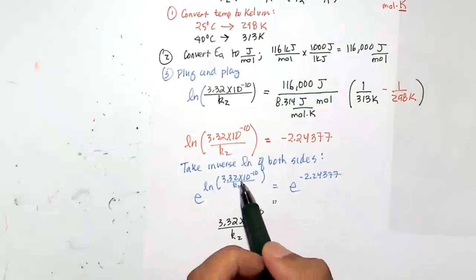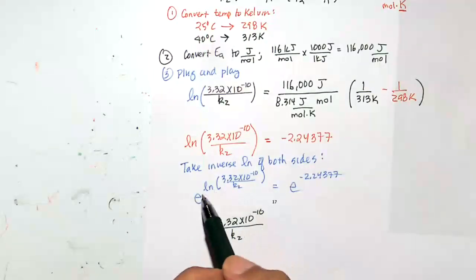e to the power of natural log of anything is anything. They are, I don't know, what do you call it, yin and yang. Opposites attract. Inverses.